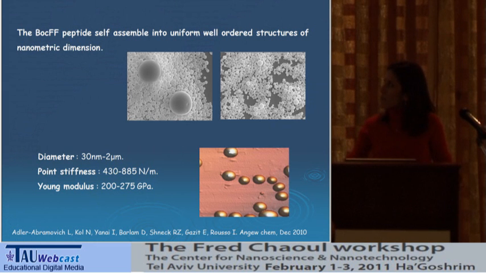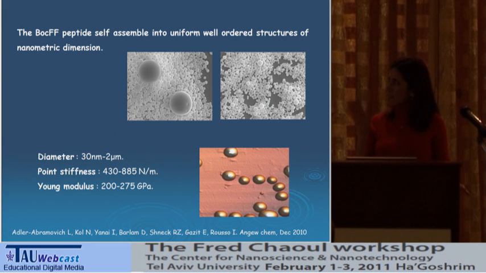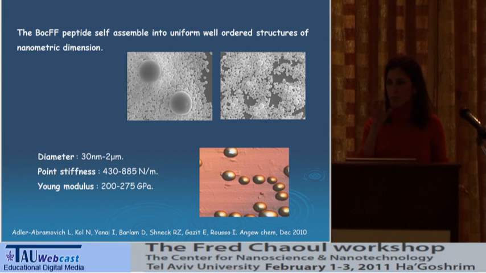In our lab, we are working with the diphenylalanine peptide. We can form nanotubes, hydrogels, and nanospheres, and I'm working on the nanospheres. The diphenylalanine has the carboxyl group on one side of the peptide, and on the other side we have the Boc group. It's three materials, and it forms spheres in several conditions.